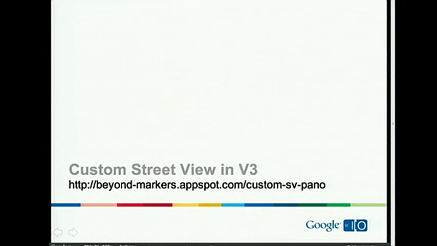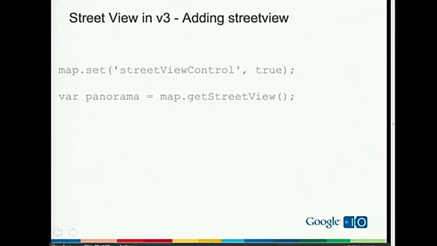So how do we do this? Well, let's start with the simple things. To add Street View to the map is really, really easy. All you need to do is, in the options for the constructor, set the Street View control option to true. And then you can get the panorama object by just going map.getStreetView.